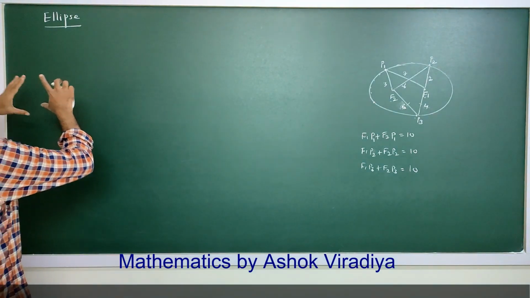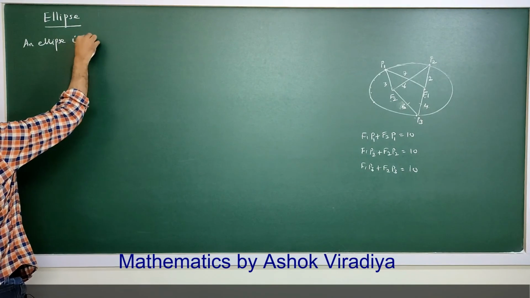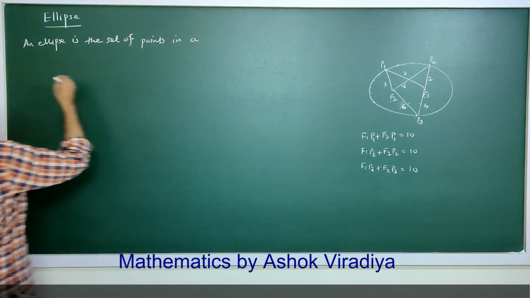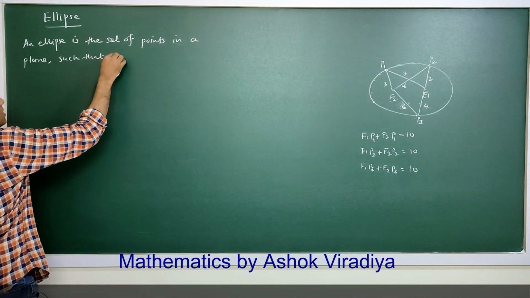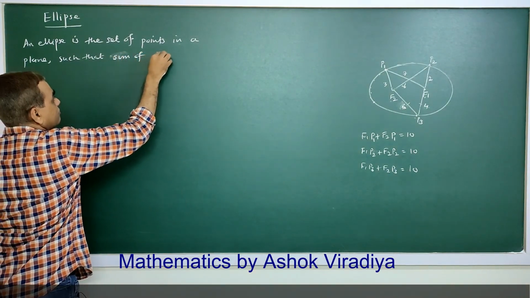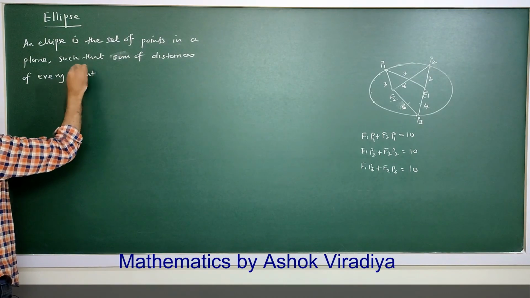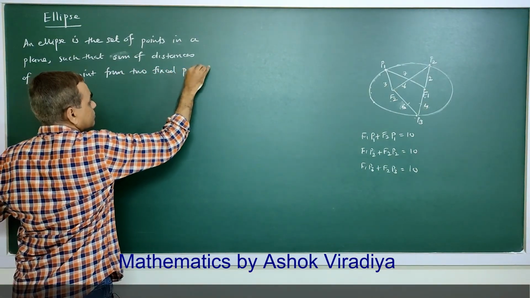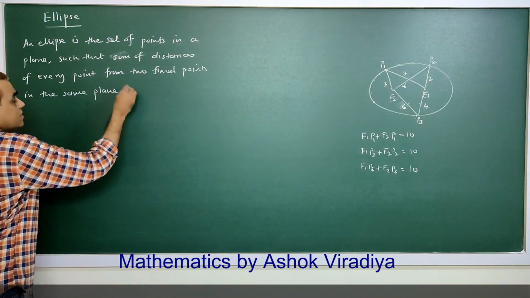So now I am putting this into words as a definition: an ellipse is the set of points in a plane such that the sum of distances of every point from two fixed points in the plane is constant.